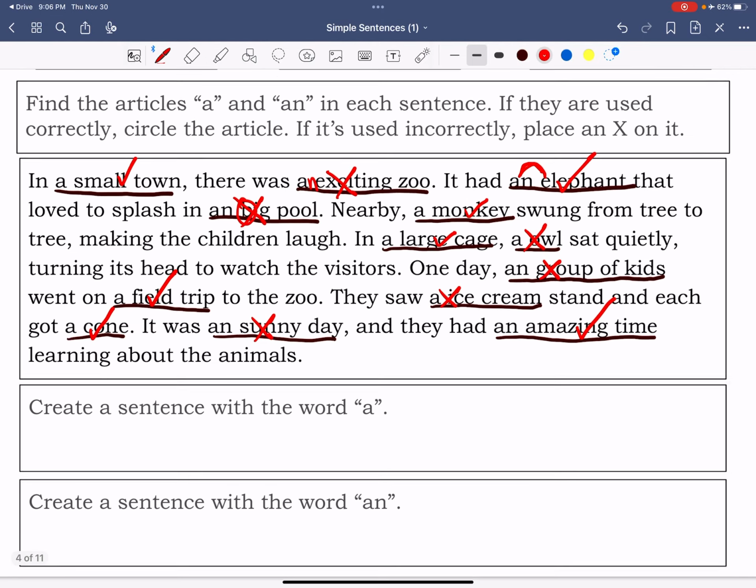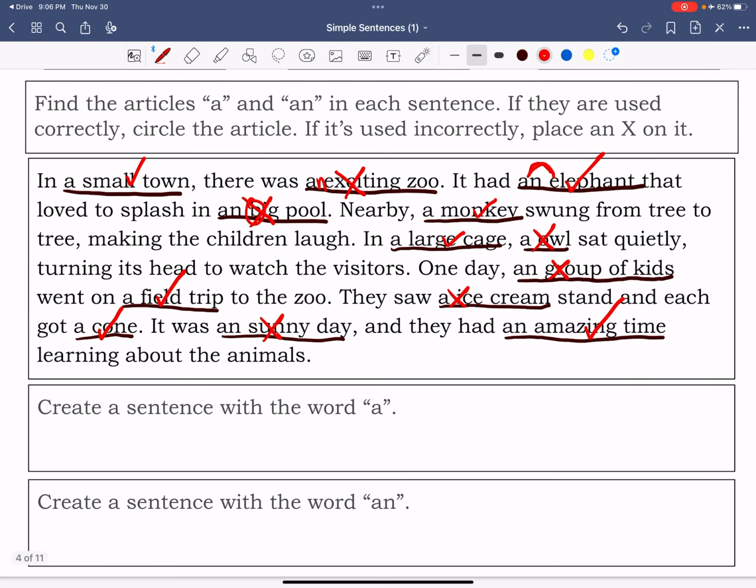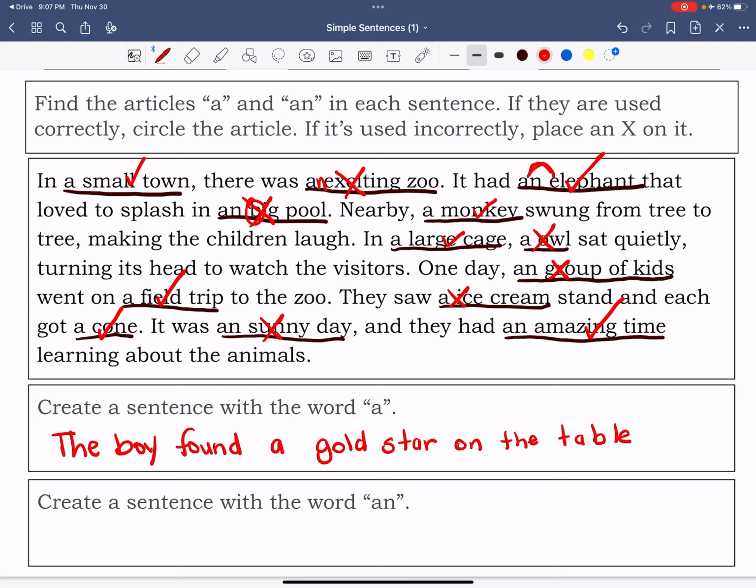Okay, let's do one more thing. Let's try to write a sentence with the letter A. So we could say something like, the boy found a gold star on the table. Okay. Can we find the A and the noun? A gold star. And we are using that correctly because a goes with a consonant and the G is a consonant.